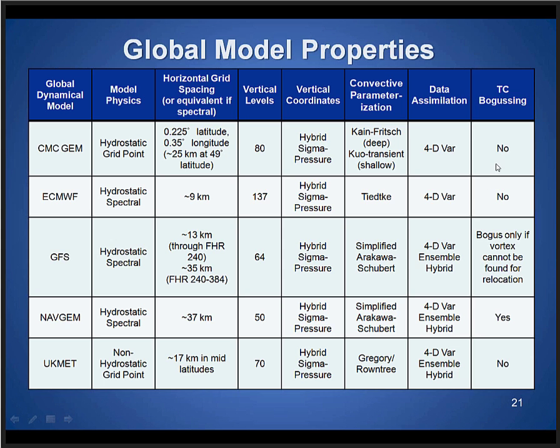And just to point out at the end, for these 5 global models that we look at routinely, the Canadian, the EC, and the UK do not bogus any longer. The Navy's NavGem does insert a bogus, and the GFS does not bogus, but it does relocate the vortex to the correct location as information at the Hurricane Center.